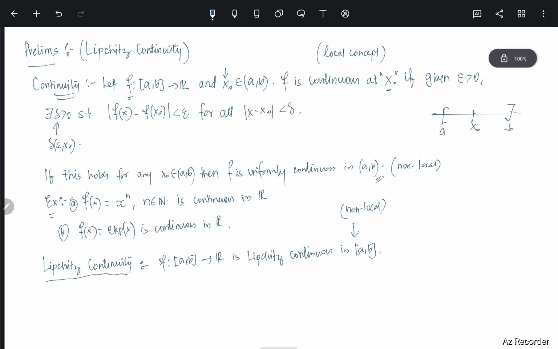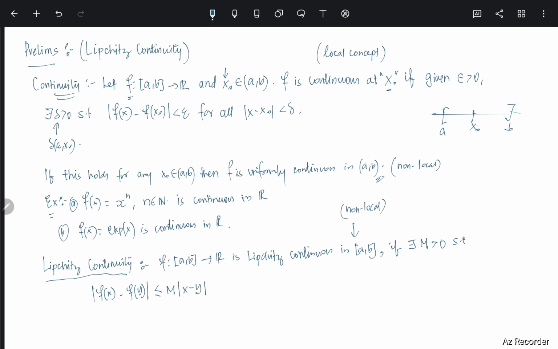So f is Lipschitz continuous in an interval AB if there exists m. Of course, m depends on the interval AB, but does not depend on any point. So m greater than 0, such that there is a real number m such that whatever f(x) minus f(y) you choose, it does not matter what x, y you choose, you can always make it less than or equal to m times |x minus y|, right?